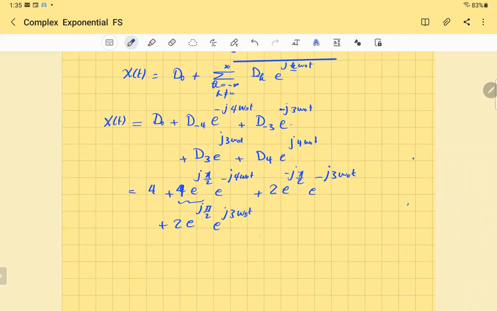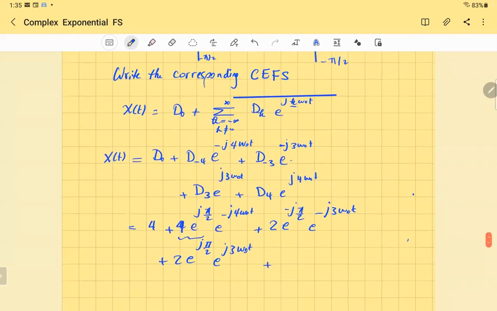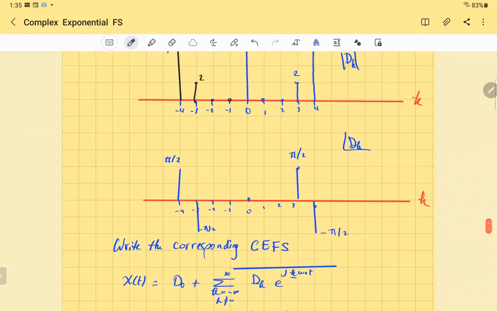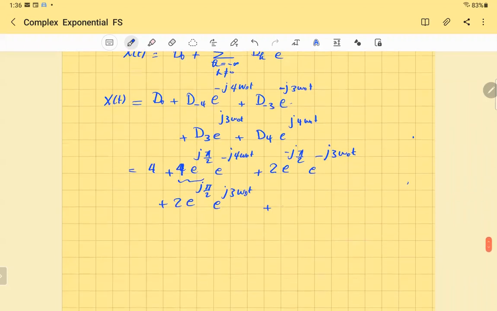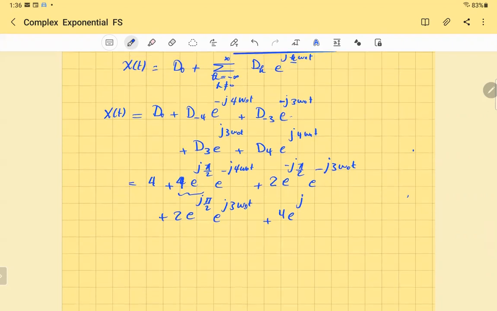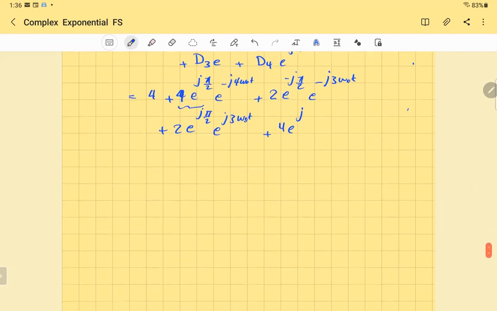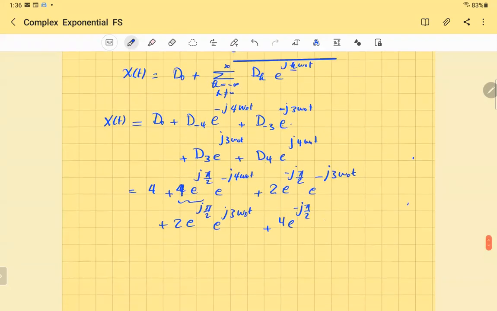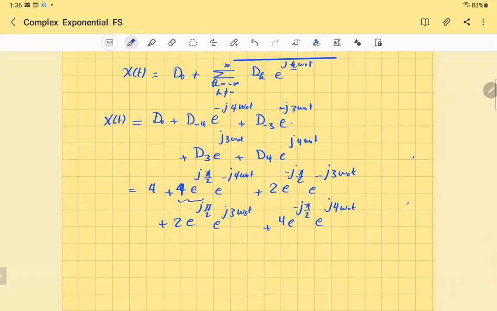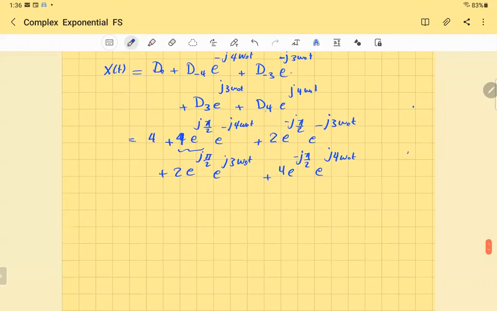The last term. D4 has a magnitude and an angle. D4 magnitude is equal to 4. You put 4 and prepare for the angle, e power j. Then you wait for the angle. What's the angle? Negative pi over 2. And don't forget, D4 is attached to e to the power of j 4 omega naught t. So first you write the series from the spectrum, then you start to substitute.